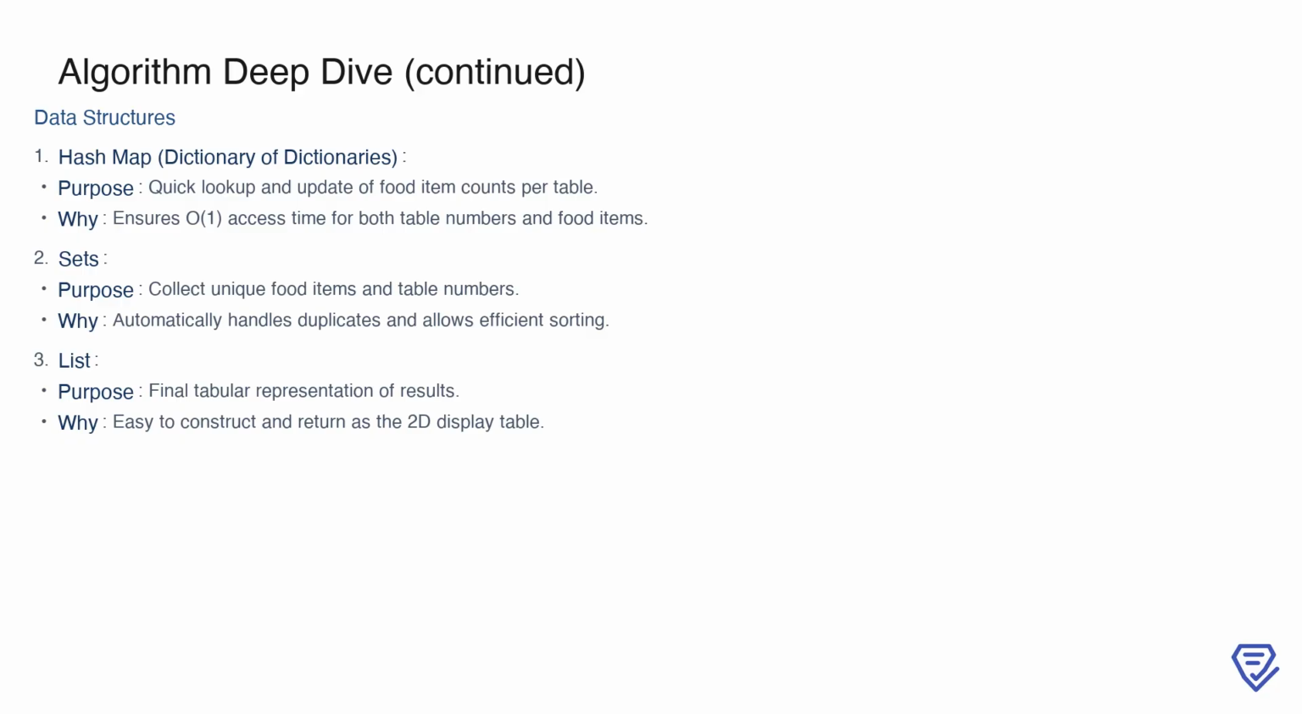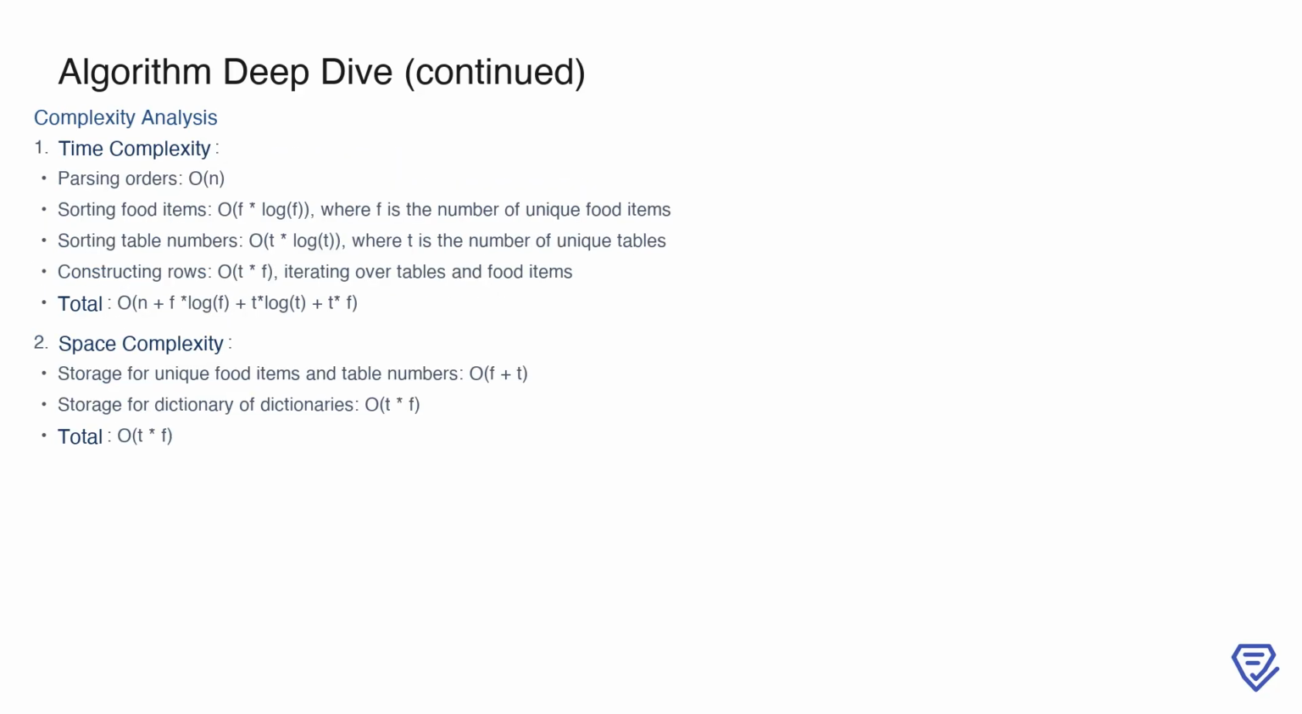Finally, we use a list to construct the final tabular representation of the results. Lists are a natural choice for storing the rows of the table, as they are easy to construct and return as a 2D array. These data structures together provide a balance of simplicity and efficiency, ensuring that the algorithm performs well even with large inputs.